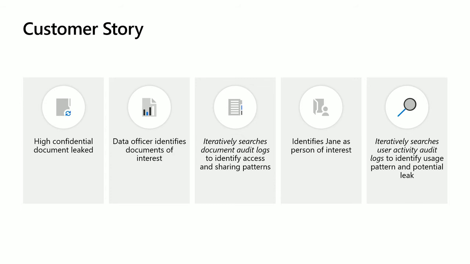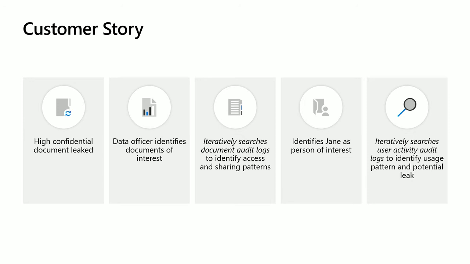Let's say it's the earnings report. What you need to do is, first of all, you know the document that was leaked, but you don't know who leaked it. So that's what you're trying to find out. You need to go from the content that was leaked and identify the person who potentially could have leaked it.